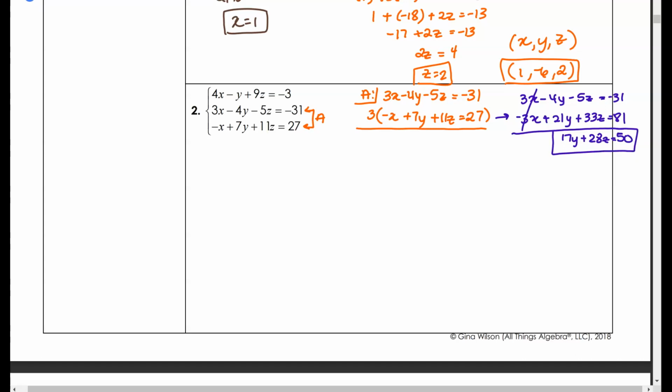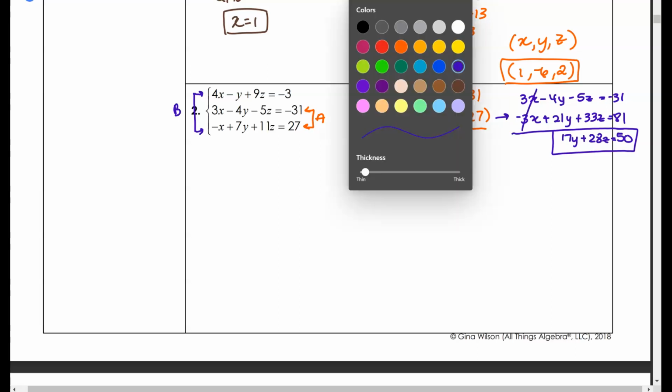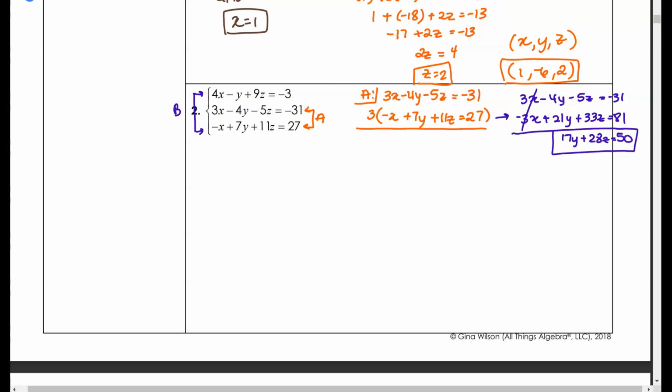All right, so because I have a negative here for the x, I'm going to go ahead and choose this last equation and this first equation, and we're going to call this my b movement. Okay, because I can take that last equation and multiply it by 4 and kind of do very similar work to what I just did now.